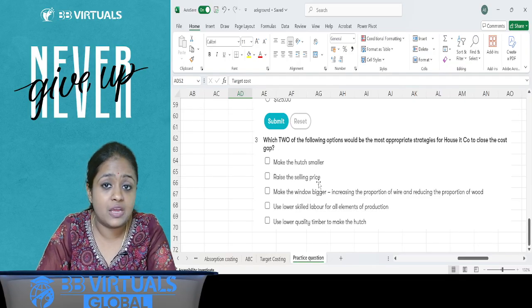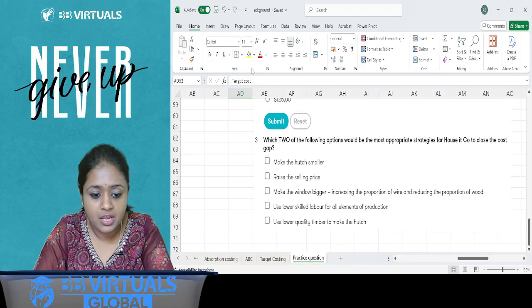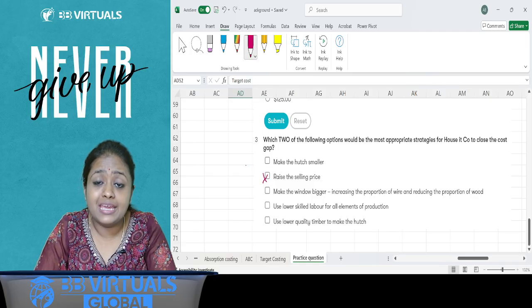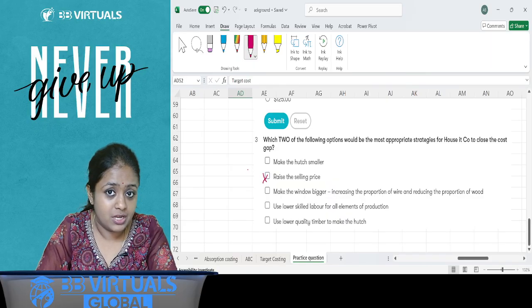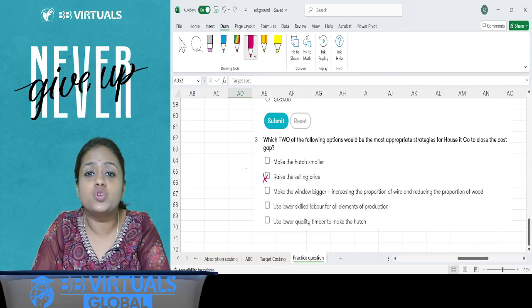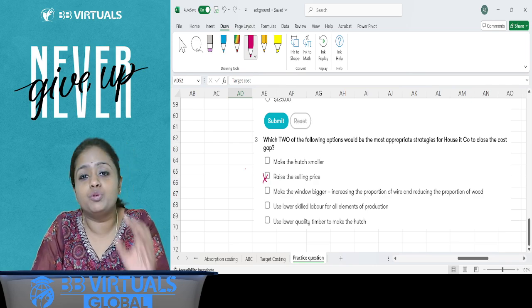Raising the selling price, definitely not, because it is market driven. So we know for sure that out of these reasons, this is definitely wrong. In the exam also, you may have doubts, but first point out the options which are absolutely wrong or absolutely right, and then go to the remaining ones. It will help you to get the correct answer.